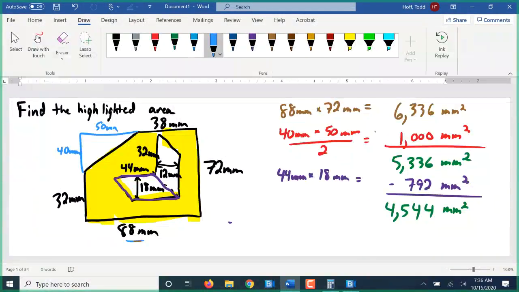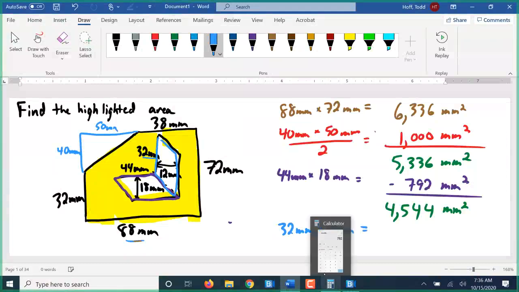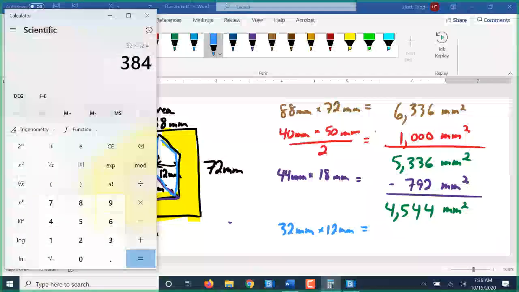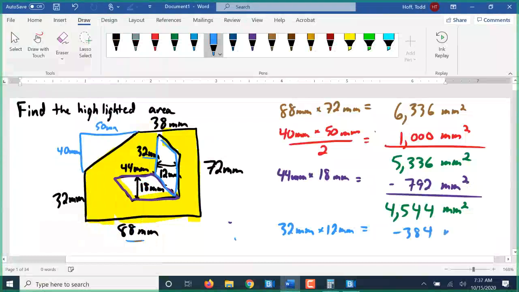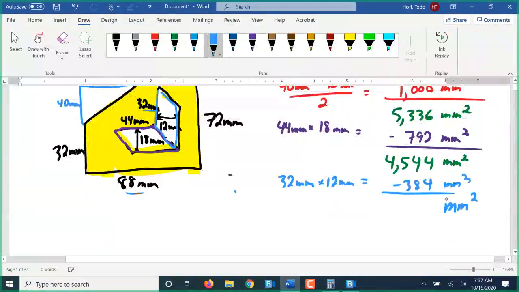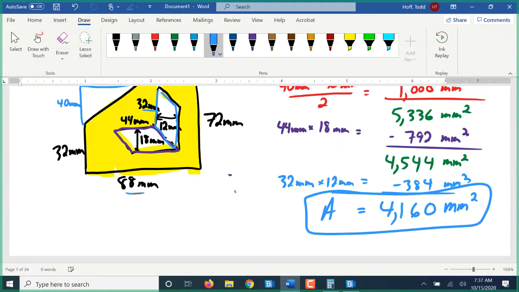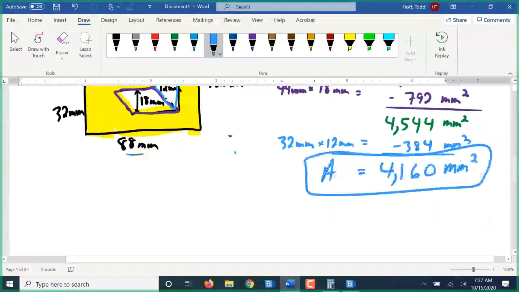Next, we have to subtract out this last parallelogram that is 32 by 12. I believe that's 384. It is. So 4,160 millimeters squared is that area. So it's not near as bad as it looks. Any questions on that one?